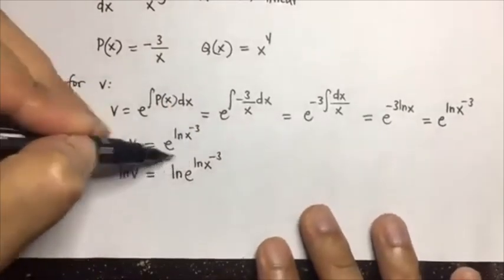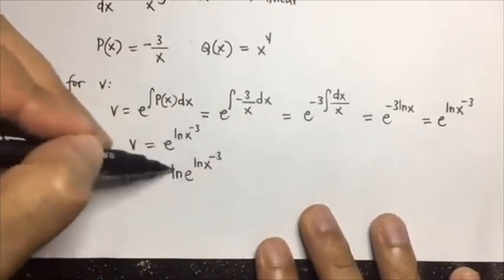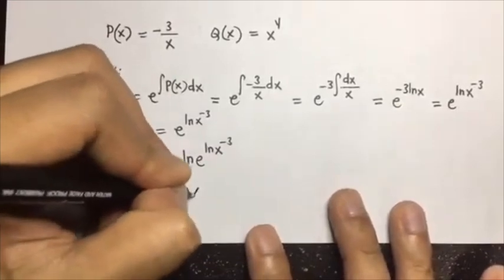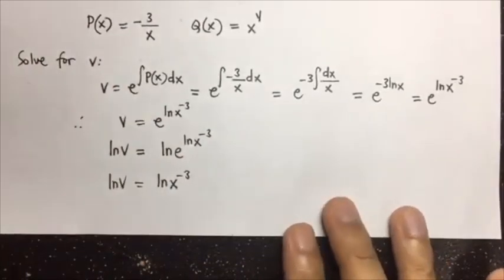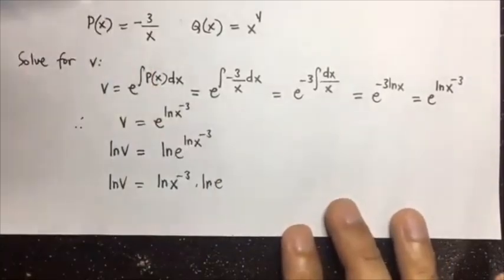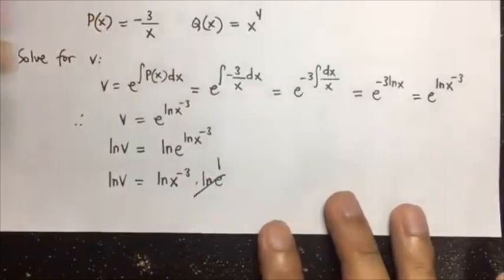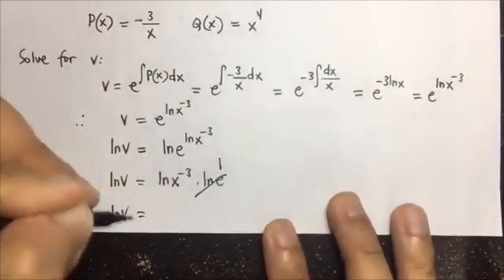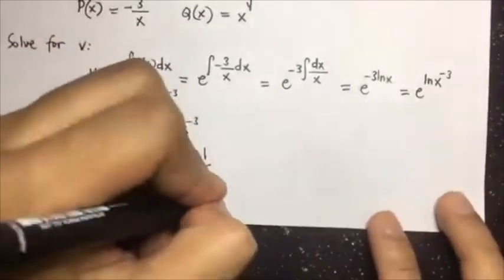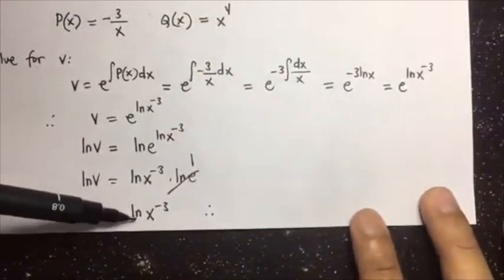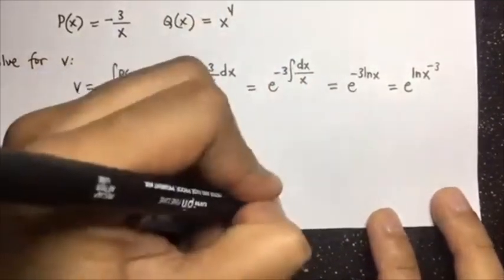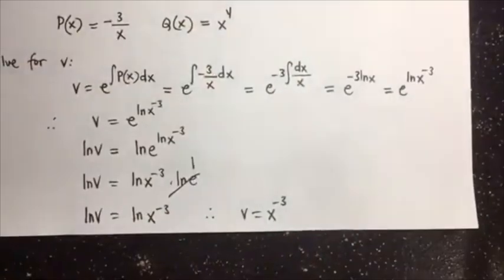Therefore we can transfer the exponent of e to the coefficient. So ln of v is equal to ln of x to the negative 3 times ln of e. But we know that ln of e is equal to 1, so ln of v is equal to ln of x to the negative 3. Therefore, since ln of v is equal to ln of x raised to negative 3, then v must be equal to x to the negative 3.